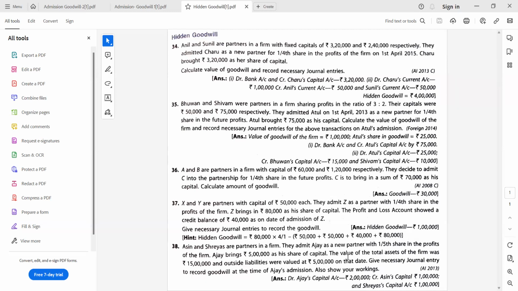Is there any other doubt in the hidden goodwill concept? No, sir. So these are your homework. If you have any doubt, you can ask questions.